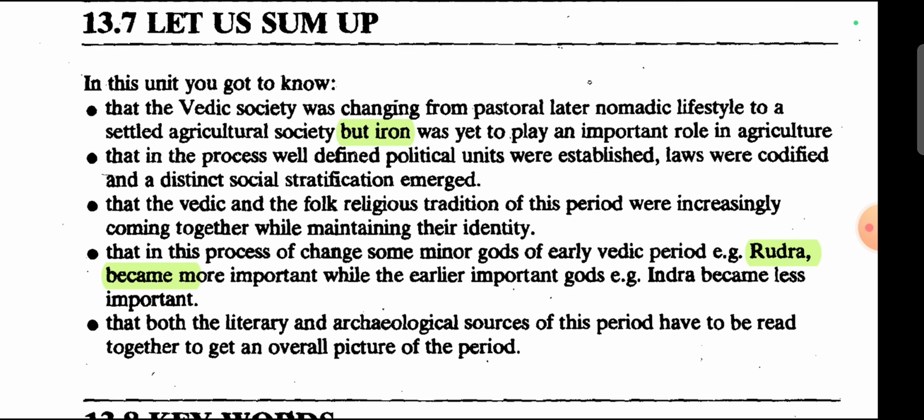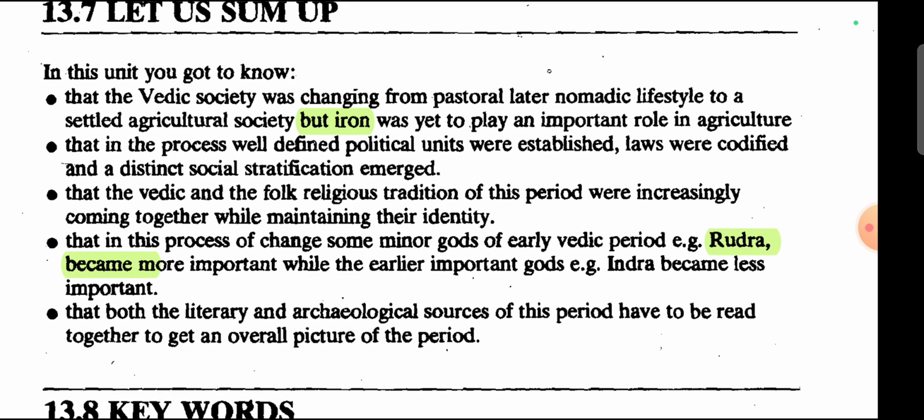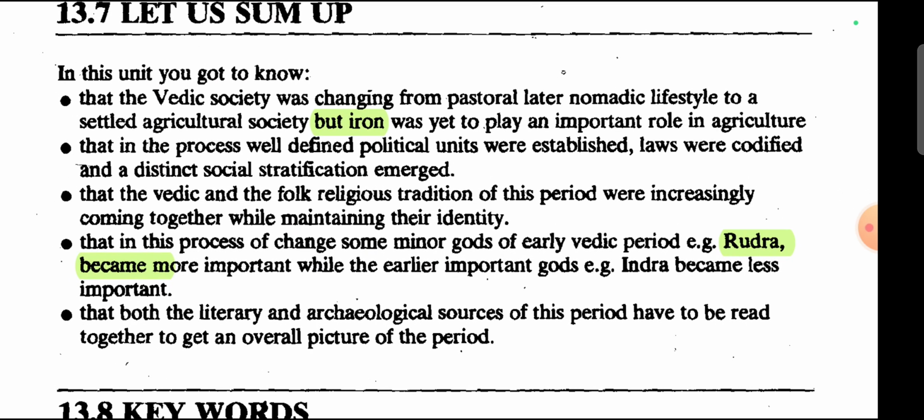So let us sum up. In this unit, you got to know that the Vedic society was changing from the pastoral, later nomadic lifestyle to a settled agricultural society, but iron was yet to play an important role in agriculture. That in the process, well-defined political units were established, laws were codified, and a distinct social stratification emerged. That the Vedic and the folk religious traditions of this period were increasingly coming together while maintaining their identity.